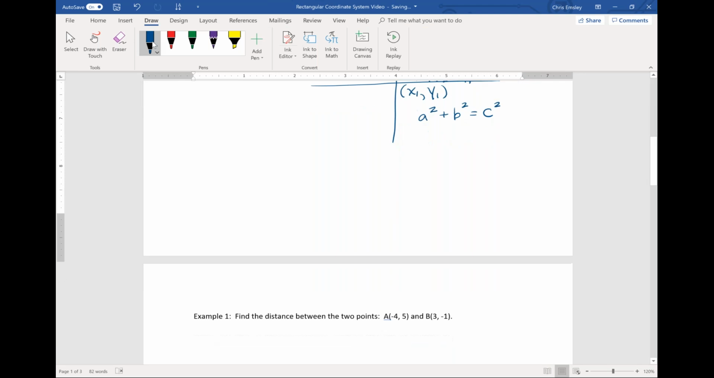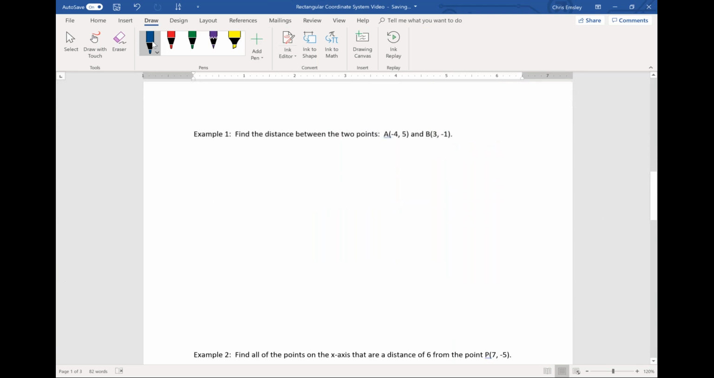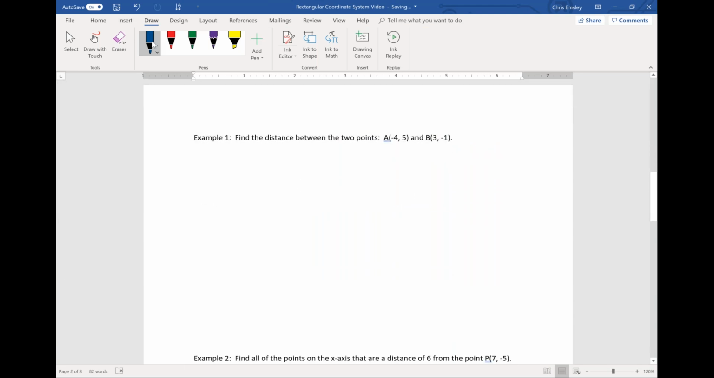So we will first use that formula just to answer the basic question here. Find the distance between the 2 points given. They gave us point A and point B. Let's just see what that looks like really quick in a picture. The point A, -4, 5. So that would be about here. And the point B is at +3, -1. So that would be about here. So we are looking for the distance between those 2 points.